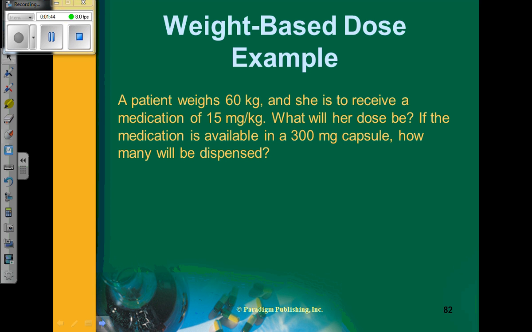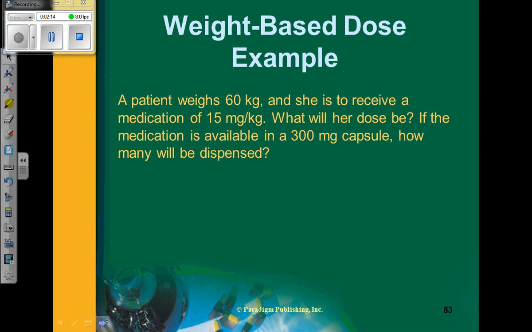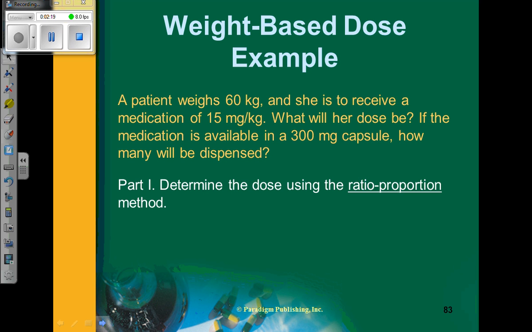So this is an example, and I'm going to show it to you in part 1 and part 2. A patient weighs 60 kilograms and she is to receive a medication of 15 milligrams per kilogram. What will her dose be? If the medication is available in a 300 milligram capsule, how many will be dispensed? So what you're going to do first is determine the dose, and then second determine the number of capsules to be dispensed. So, to show you how to do that.